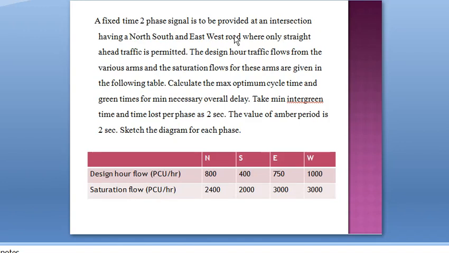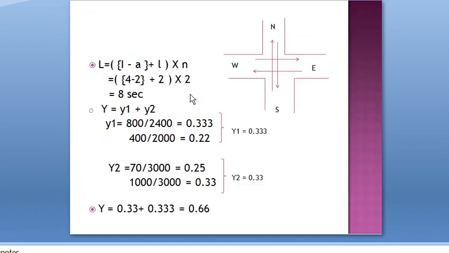It is also specified that on the north south and east west roads only straight ahead traffic is permitted. This is the north south road, and vehicles can move this way towards south. Here also vehicles can move towards east and towards west. Only straight movement is permitted, so a vehicle from east cannot divert to north. So it is two phase: this is one phase and this is another phase. The number of phases is 2.